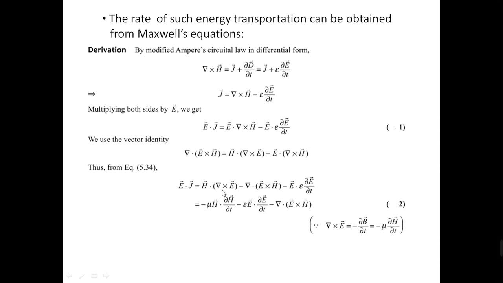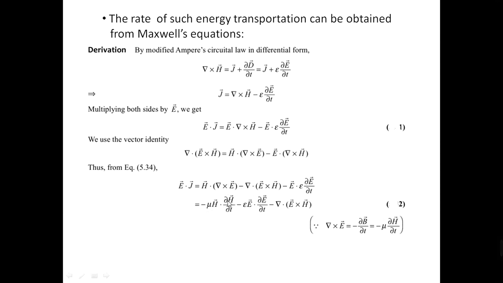But here when you observe del cross E, this is Maxwell's second equation, which has been derived from Faraday's law, where it is defined as del cross E is equal to the negative time derivative of magnetic flux density, where magnetic flux density is equal to mu into H. Now substitute this value for curl of E. Now this expression becomes like this.